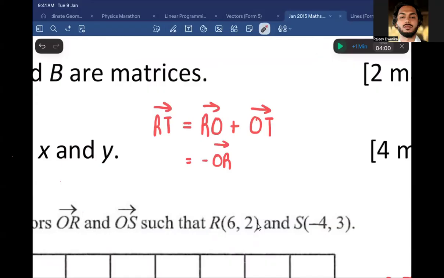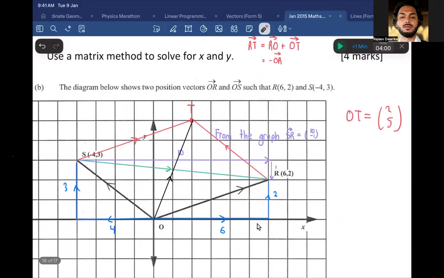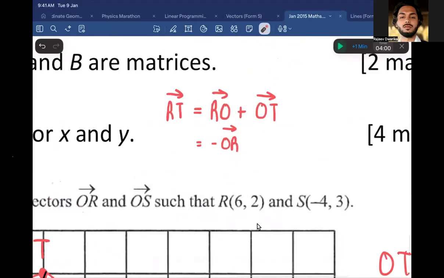And the reason for that, Joshua, is that, check this out. We were given vector OR, and that's in this direction. But if we want to figure out RO, you notice that it's in the same direction or the opposite direction? Opposite direction. Right. So that means RO is the same thing as negative OR. It wouldn't be OR because OR and RO go in opposite directions, so you need to put the negative sign there. Understand?